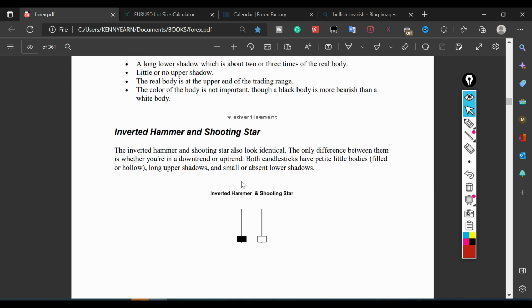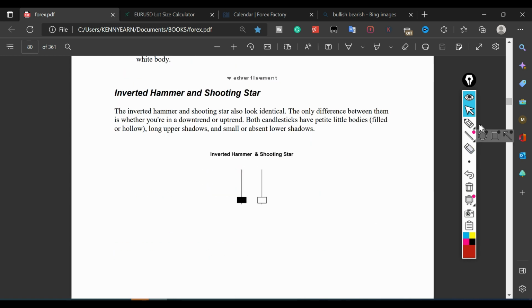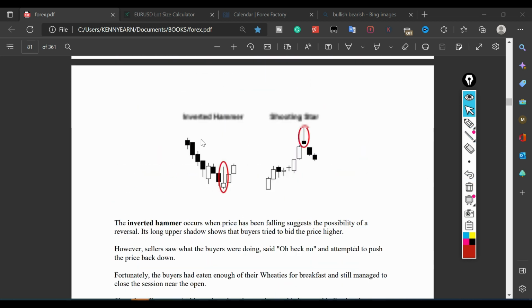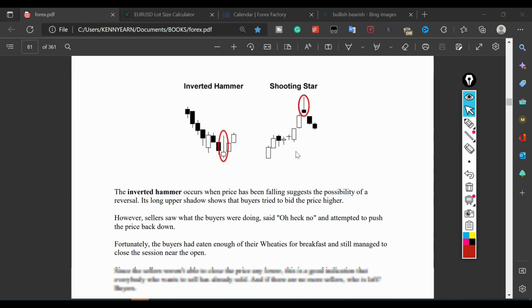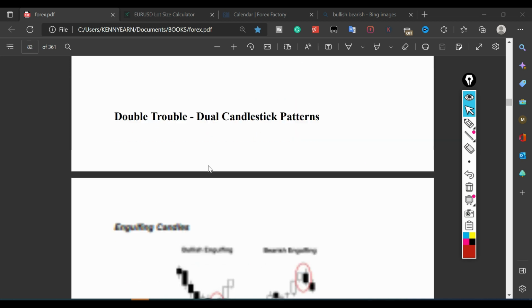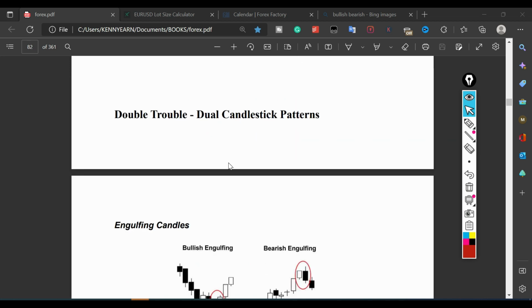Then the next reversal candle is the inverted hammer and shooting star. It's just the opposite of the hammer and hanging man. The same thing they do: they are both reversal candlesticks. They make the market reverse at some specific areas, and those are the same ways to classify them.